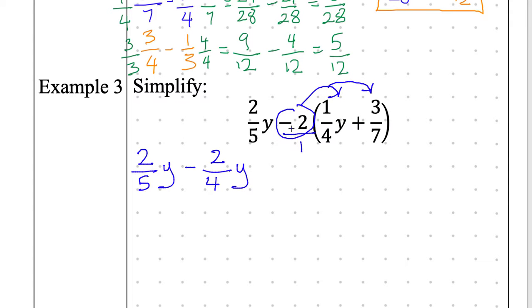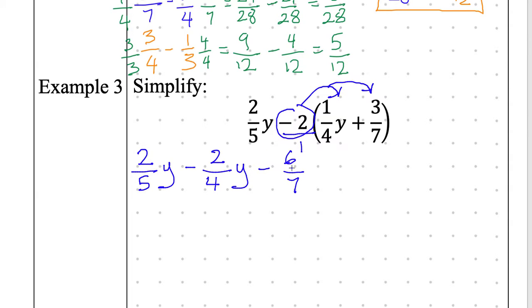Okay, now I need to distribute this -2 into the 3/7. Again, multiply the numerators. -2 times 3 is -6, so -6. And then we'll multiply the bottoms. 1 times 7 is 7, so -6 over 7. Okay, I've successfully distributed the -2.